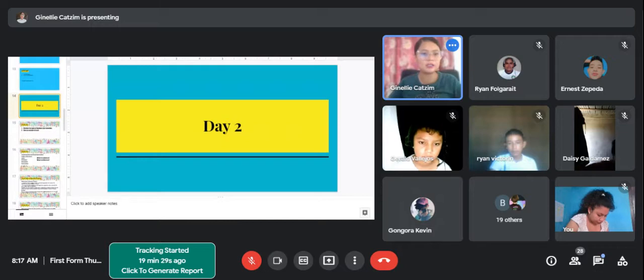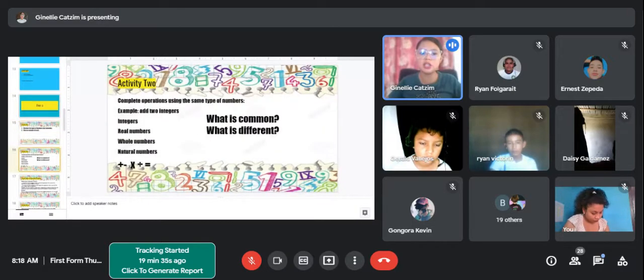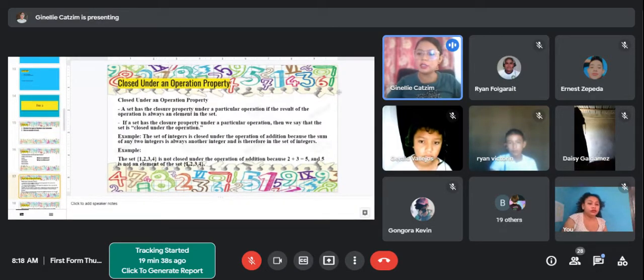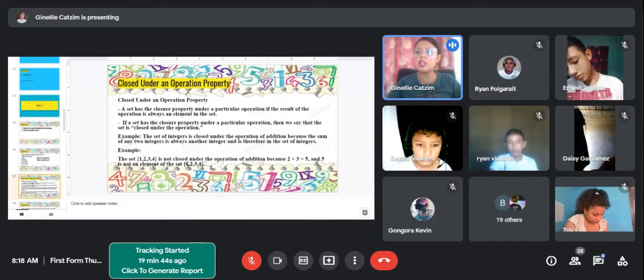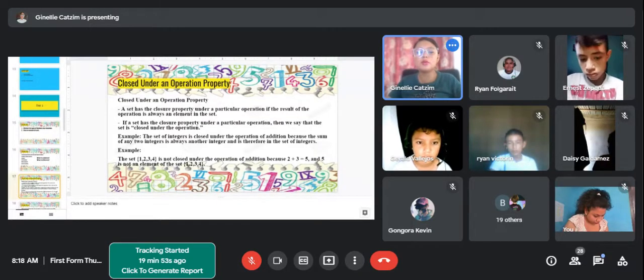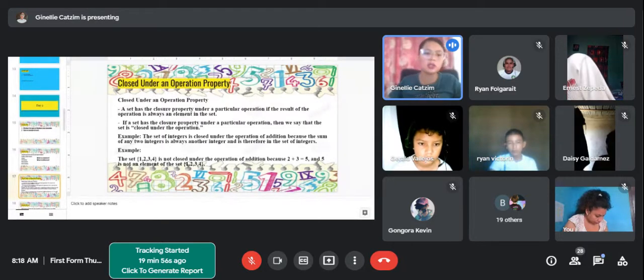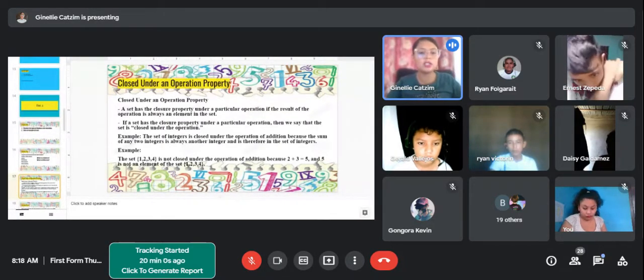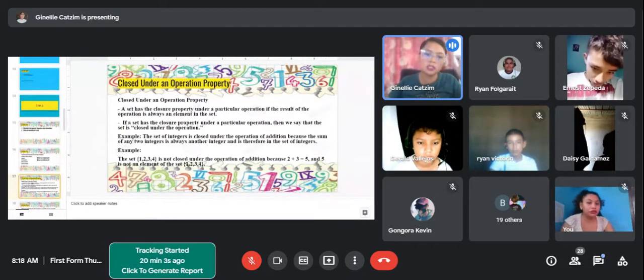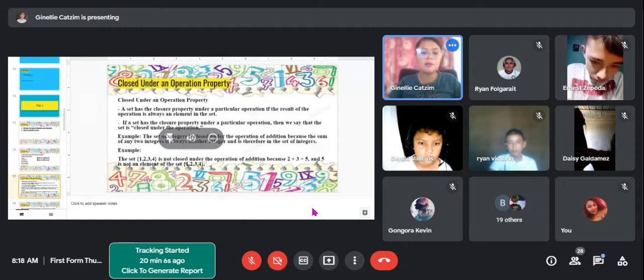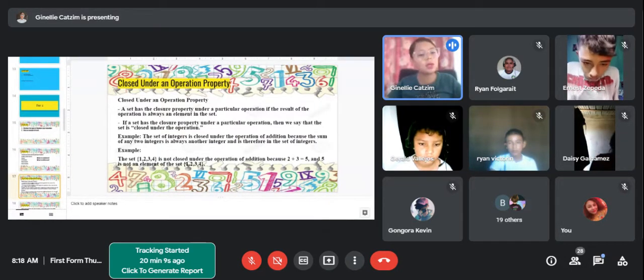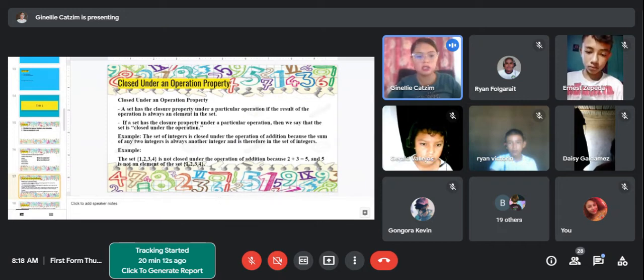Miss. Yes? Closed under operation. Very good. We covered the closure property. A set has a closure property under a particular operation if the result of the operation is always an element of the set. We used the example with the integers, right? If we add 2 plus 2, we get 4, which is also an integer. So it is closed under the operation of addition. But we cannot say that it is closed under the operation of division, because when we divide 2 and 3, we get a decimal, which is not an integer.